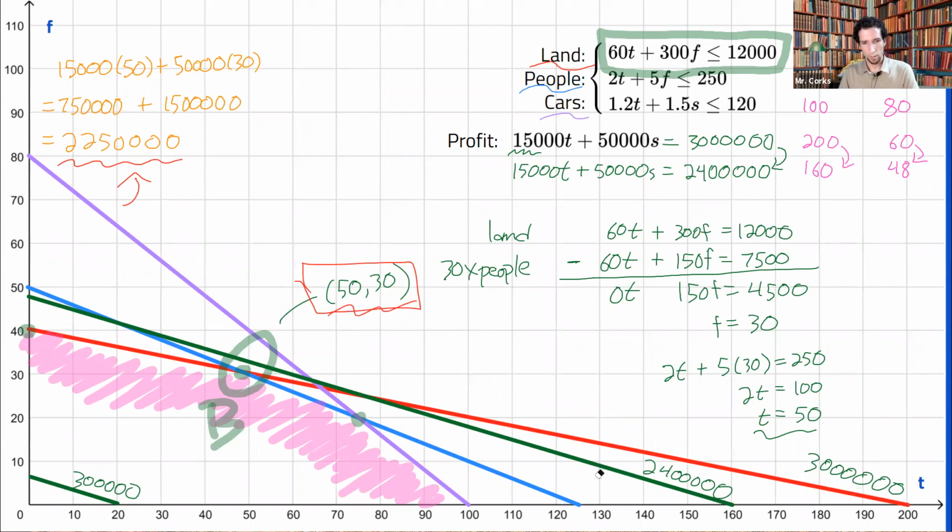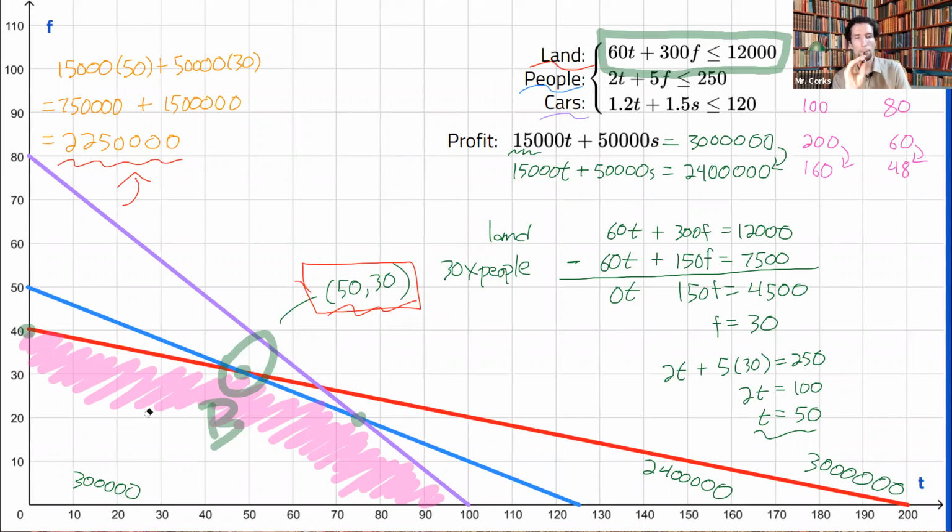So let's get rid of these objective lines here to help us. Which constraints are tight, and which ones are slack? Land and people constraints are tight and cars are slack, Professor. Okay, how do we know that? Because I substituted the result we got, and the land and people matched it, but cars didn't. There was surplus.